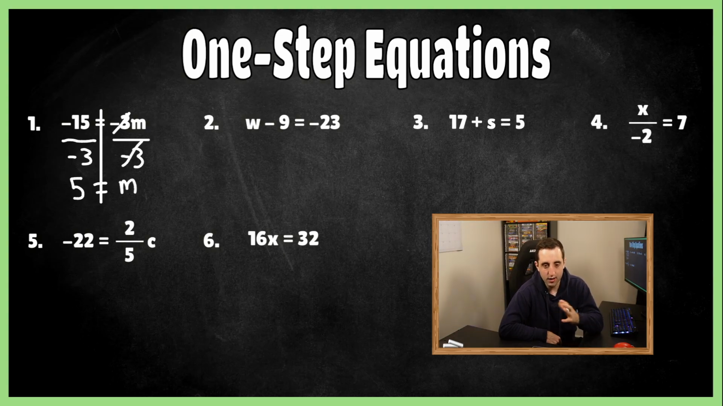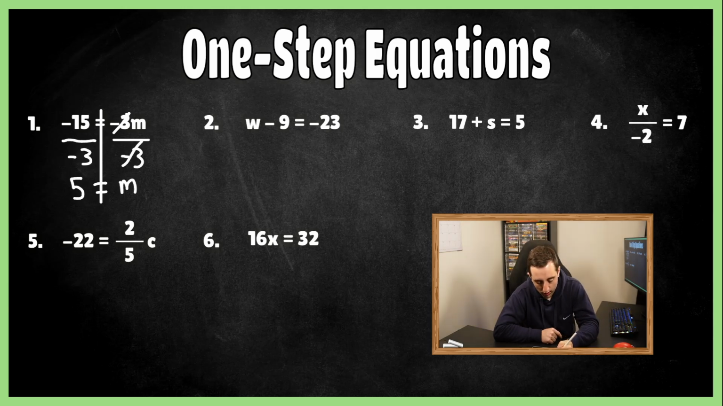Now, some people don't like writing the variable on the right side just because it doesn't look natural to them. So once you get down to the very end where you have the variable isolated, feel free to just kind of flip-flop it. So instead of it being 5 equals m, feel free to just do m equals 5, and you're going to have the correct final answer regardless. So now let's go ahead and take a look at number 2.